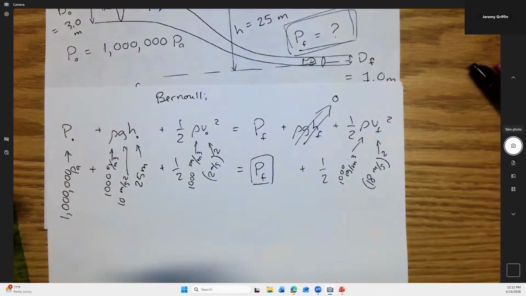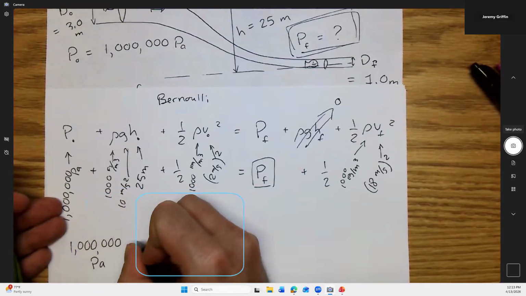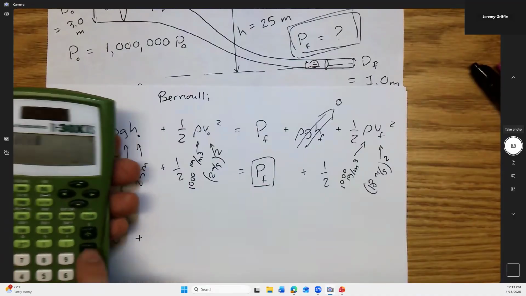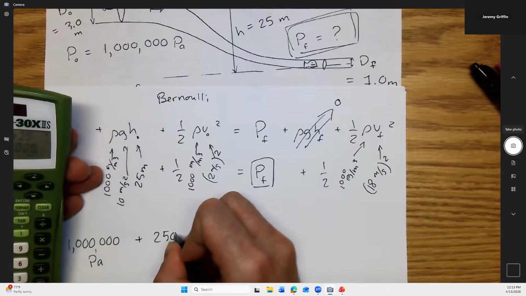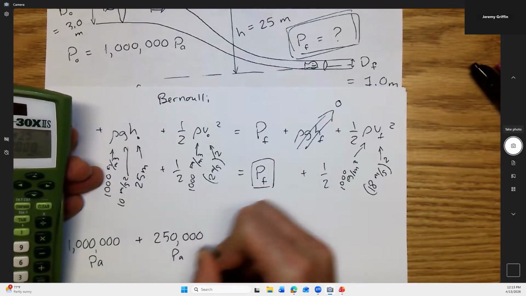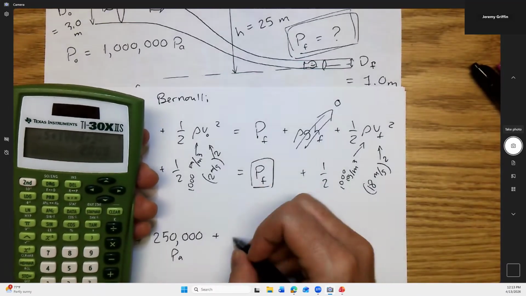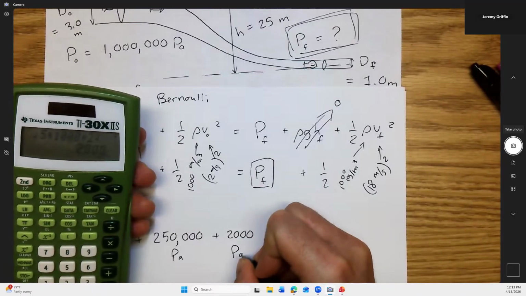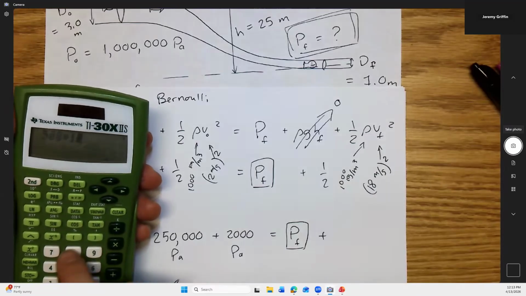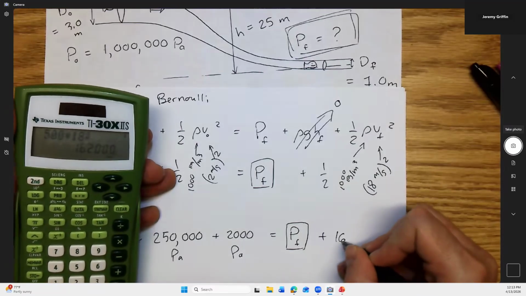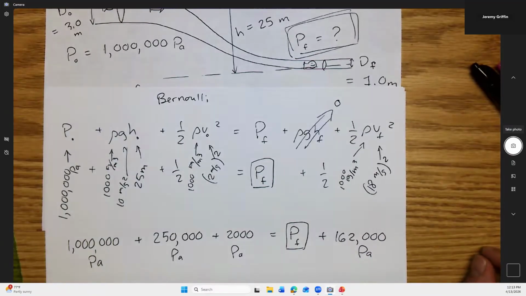Okay, a little math here. See what we're looking at. So we've got 1,000,000 pascals plus 1,000 times 10 times 25. I'm looking at 250,000 pascals. Then 1/2 times 1,000 times 2 squared, 2,000 pascals, equals the final pressure plus the right side terms.